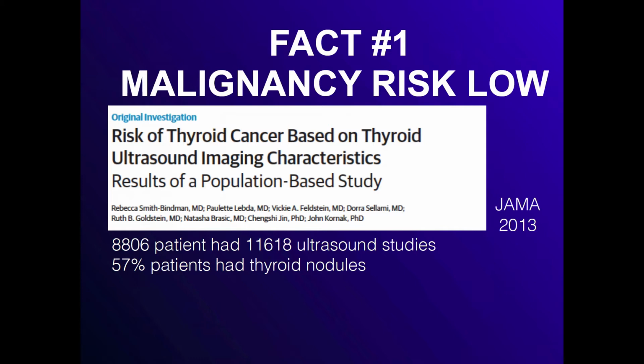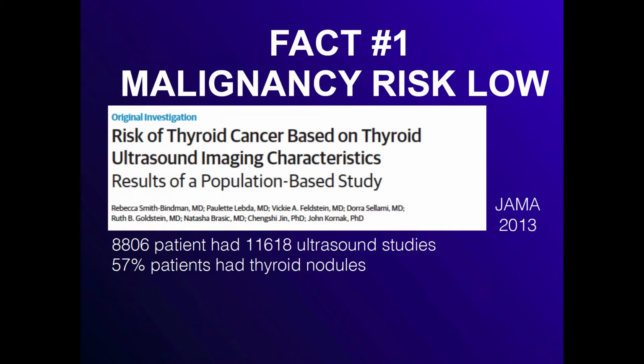So the first fact I want to tell you about is that in a given thyroid nodule, the risk of malignancy is low. And if you read the studies that are dedicated at looking at malignancy rate on thyroid ultrasound, the malignancy rate varies between about 5 to 12%. And that seems pretty high because as a patient going in with a thyroid nodule, you think, I've got a 1 in 10 chance of this being malignant.